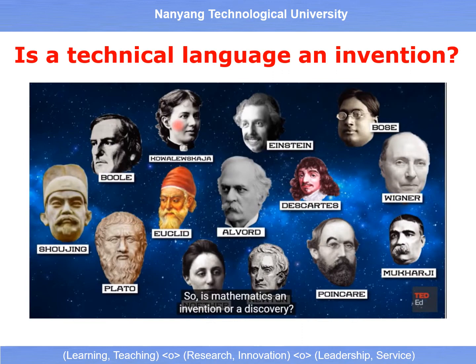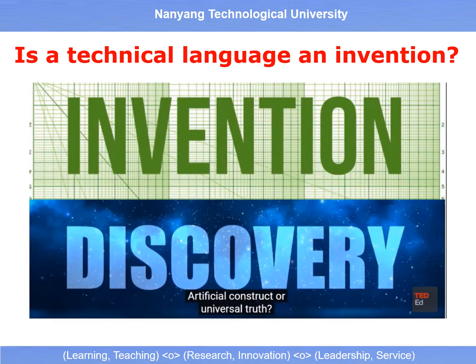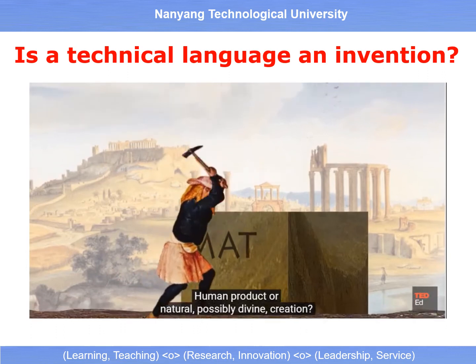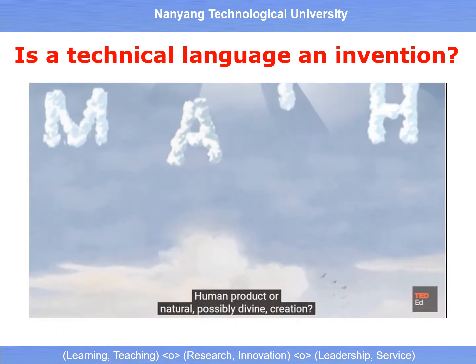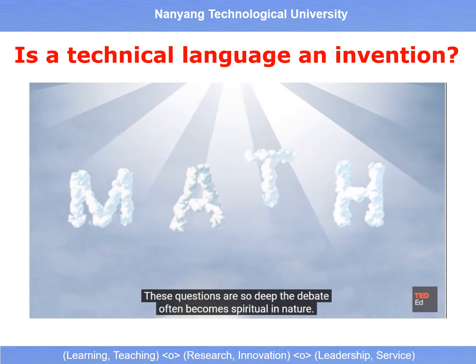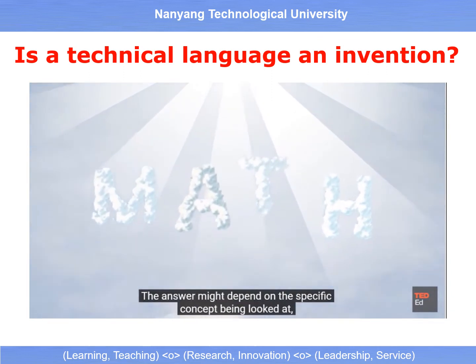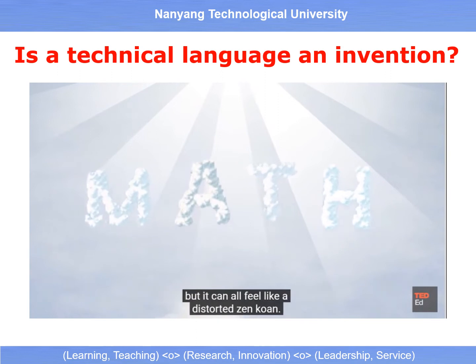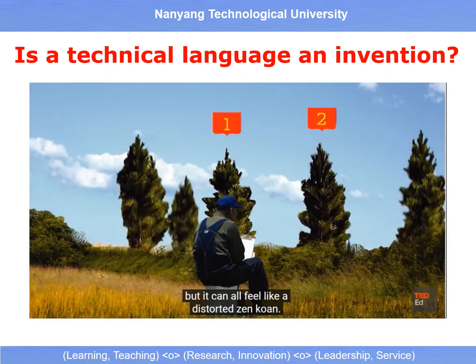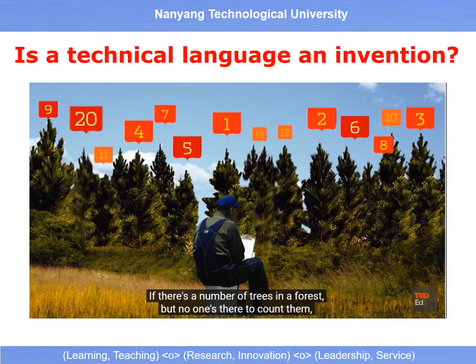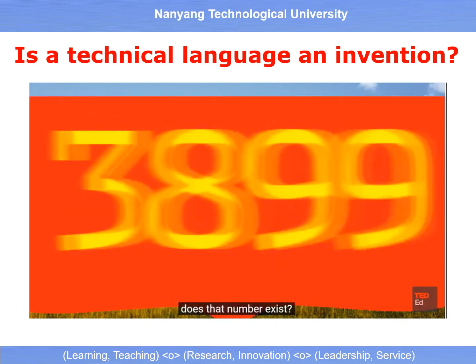So, is mathematics an invention or a discovery? Artificial construct or universal truth? Human product or natural, possibly divine creation? These questions are so deep, the debate often becomes spiritual in nature. The answer might depend on the specific concept being looked at, but it can all feel like a distorted Zen koan. If there's a number of trees in a forest, but no one's there to count them, does that number exist?